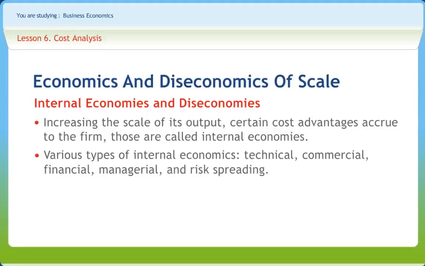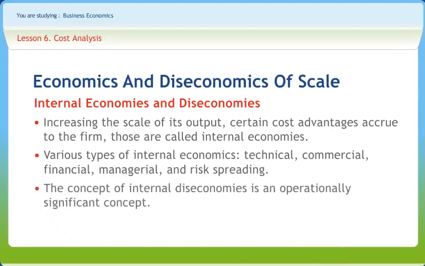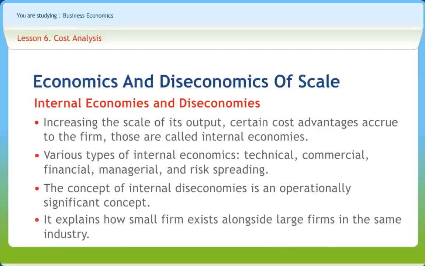However, if the firm continues to increase in size indefinitely, soon several problems begin to emerge and they might lead to internal diseconomies of scale. The point at which the long-run average costs are at a minimum is the optimum size of the firm. In other words, as a firm grows larger and larger, all sorts of cost disadvantages occur and therefore the long-run average costs start rising. The concept of internal diseconomies is an operationally significant concept. It explains how small firms exist alongside large firms in the same industry.